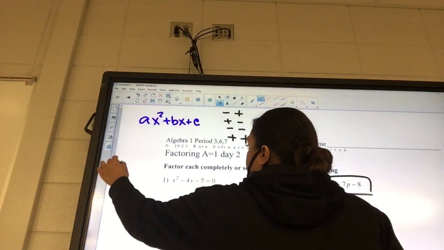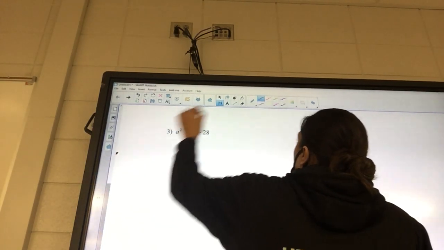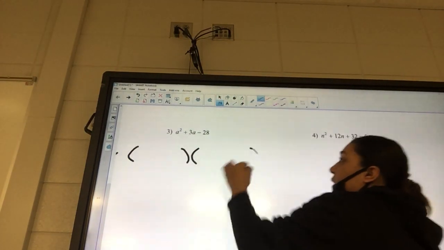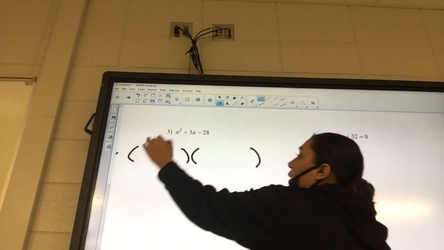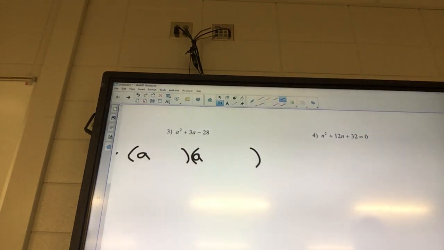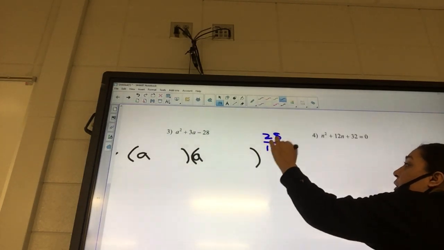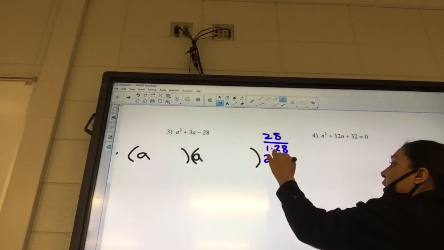Okay, so let's do 3 first and then we'll do 1. So 3 is just like what we did yesterday. We draw our 2 parentheses and then fill in the a's. There's 2 of them, a and a. And we need to find the factors of what number? 28. I was wrong. Okay, so we got 1 and 28. Does 2 go into 28? Yes. 2 and 14.